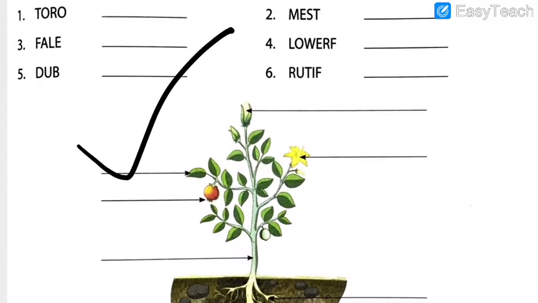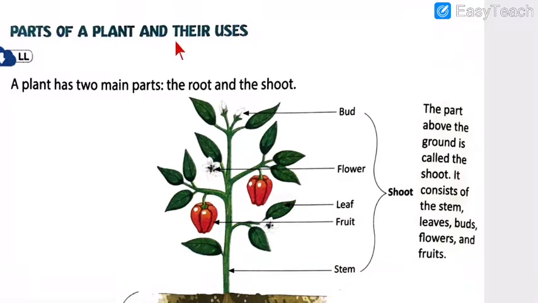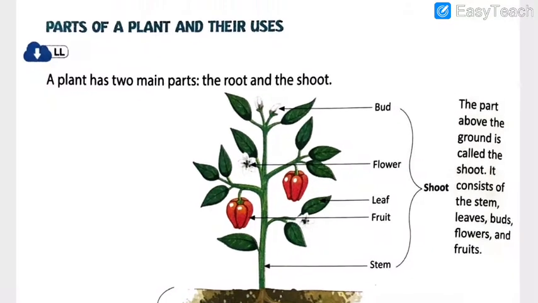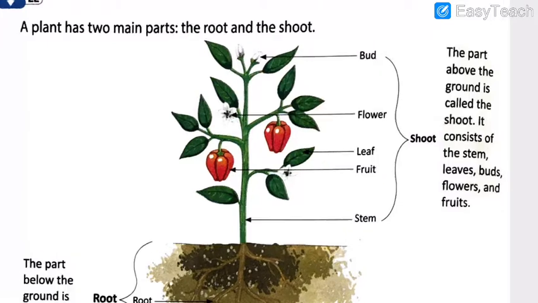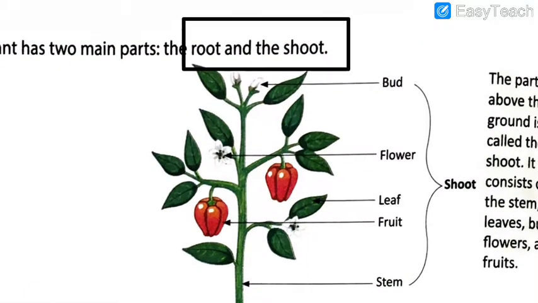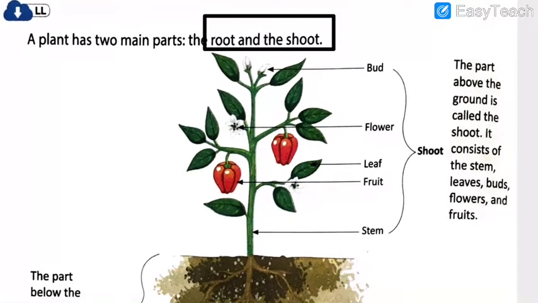By solving this, we got the idea of the parts of the plant, which we are going to get on the next page as well. So, parts of the plant and their uses. Let's get started with the main concept of this chapter, which is parts of the plant and their uses. A plant has two main parts, the root and the shoot. Let me highlight that. The root and the shoot are the two main parts of the plant.